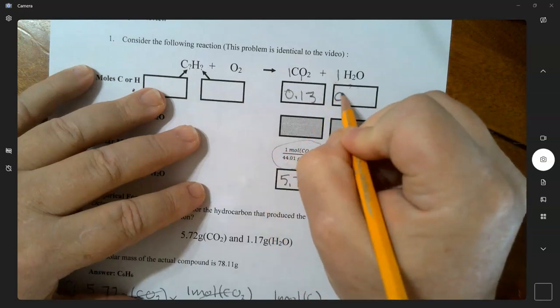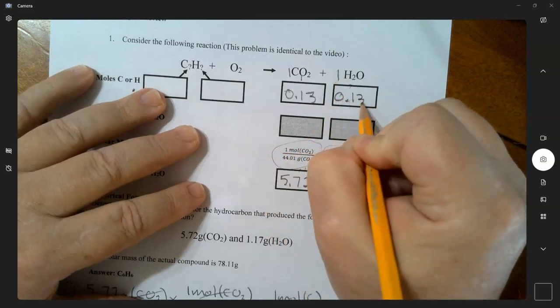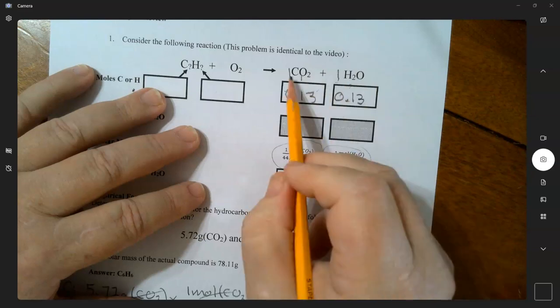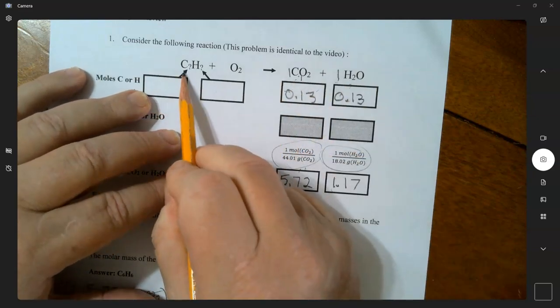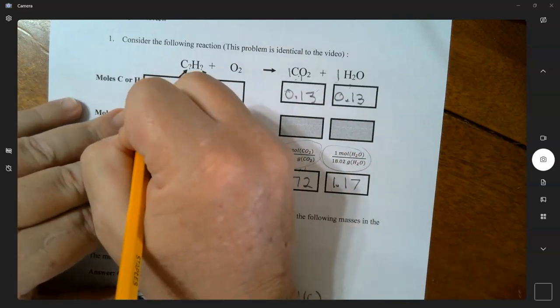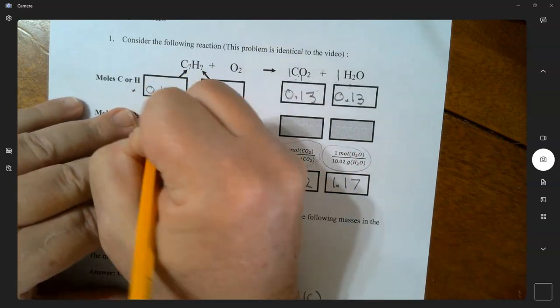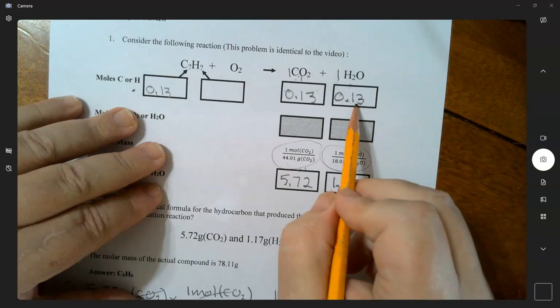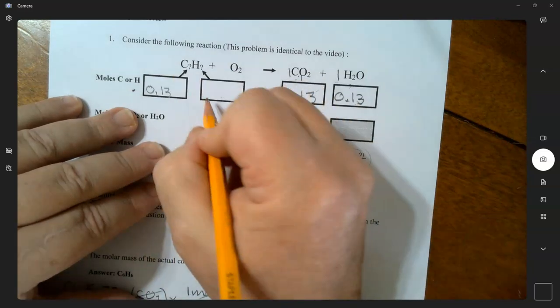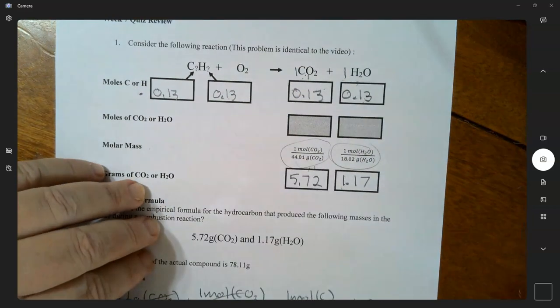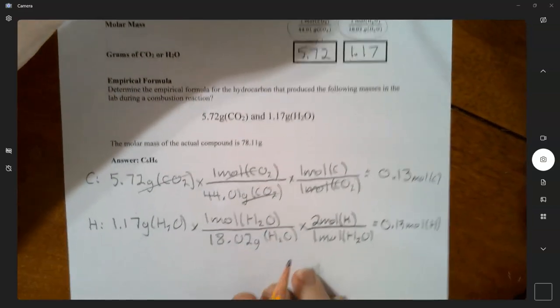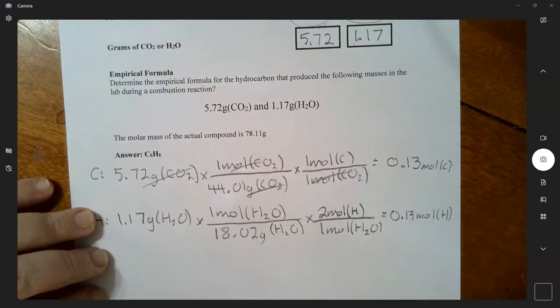There's carbon, there's hydrogen. All the carbon that you see on the product side is in the carbon dioxide, and it could only have come from one place, from this. So that means this is 0.13 moles. Same with the H2O, 0.13. That means it only could have come from here. So now we're going to go down and continue with the problem.